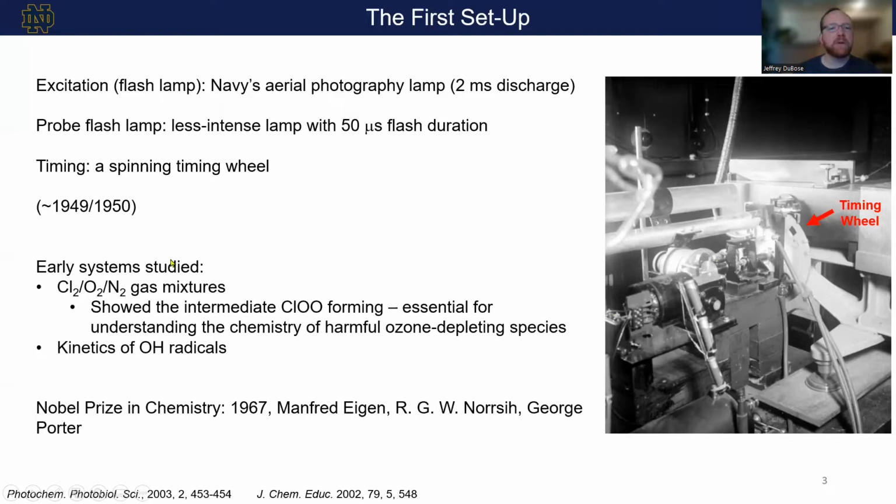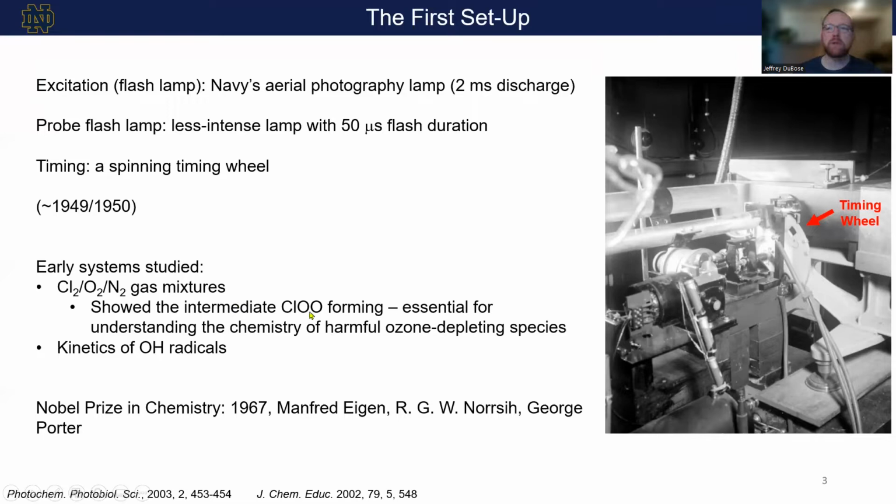And so the early systems that they studied were actually quite useful later on for environmental chemistry. They looked at chlorine, oxygen, and nitrogen gas mixtures. In this case, they showed different intermediates in the ClOO radical formation, which is really essential later on for looking at why chlorofluorocarbons and these different refrigerants form a lot of these very unhelpful things in the atmosphere that can hurt the ozone layer. So they were doing this early work on what would actually become very useful chemistry.